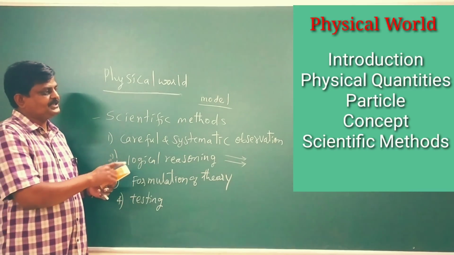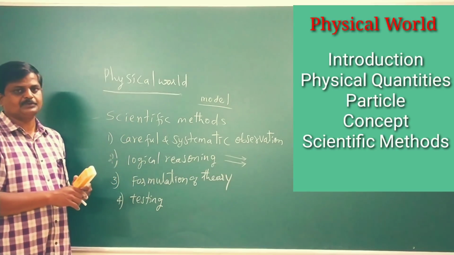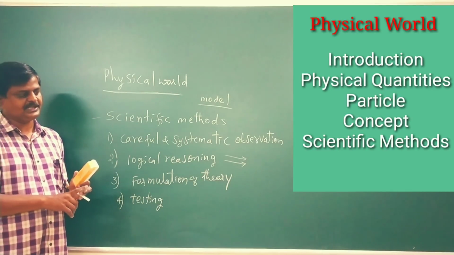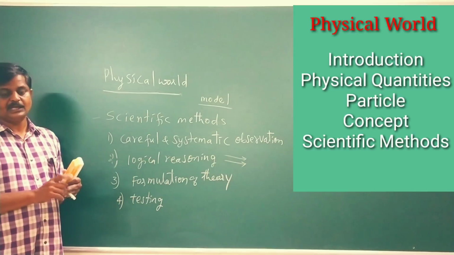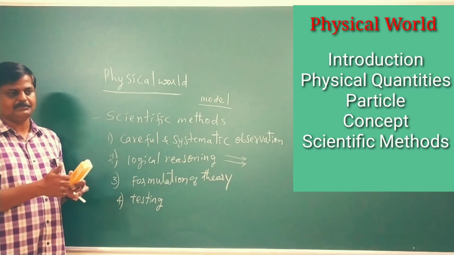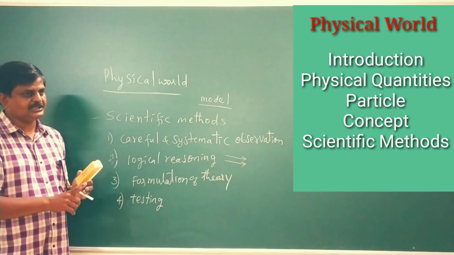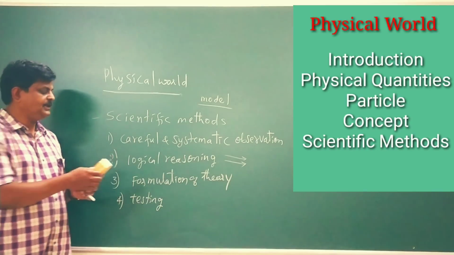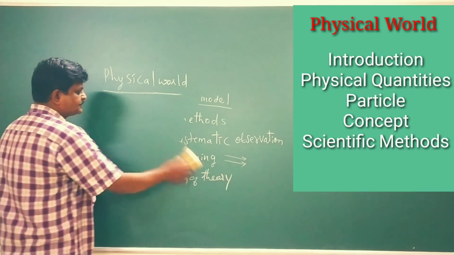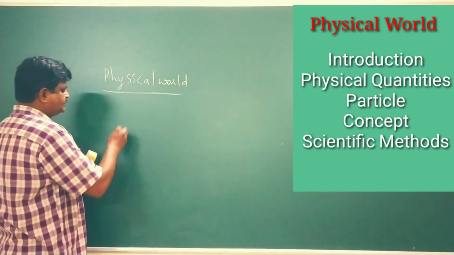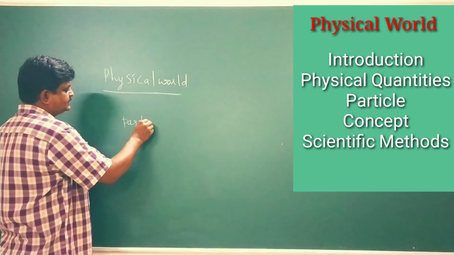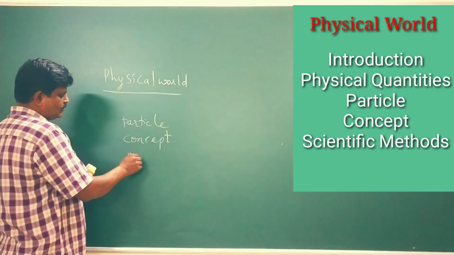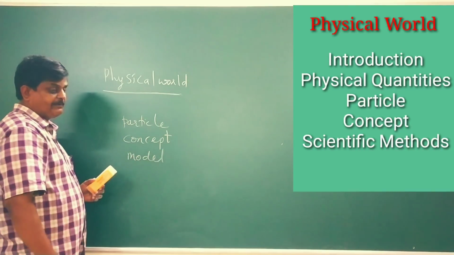After that, we have seen physics basically talks about measurement, and the quantities which are measurable we refer to as physical quantities. How do you measure a quantity? With a number and a unit. How are the number and unit related? Inversely. Then we had three important terms in this session. One is particle. Second is concept. Third is model.